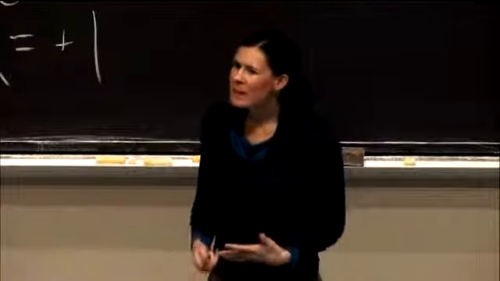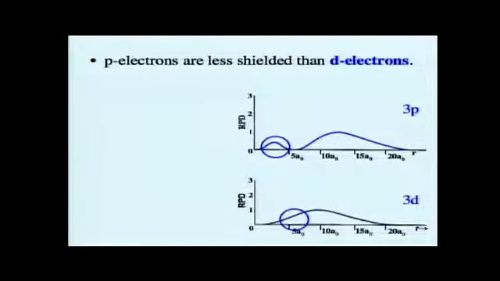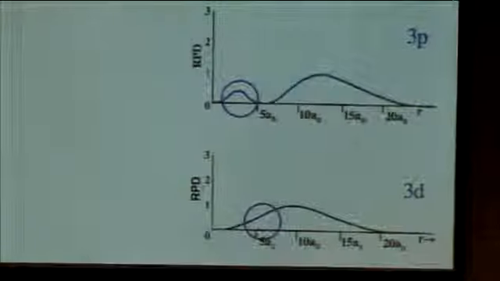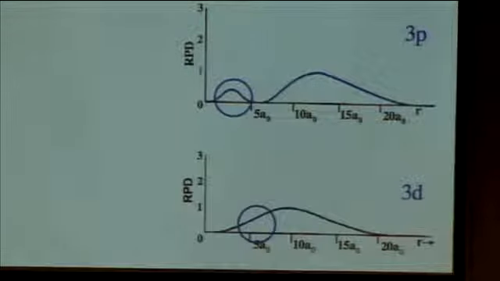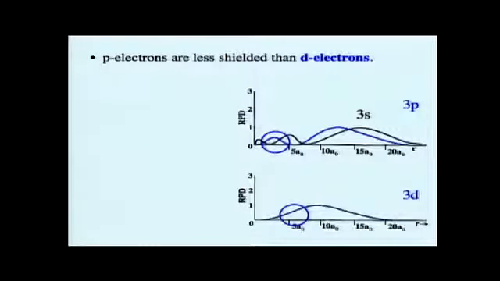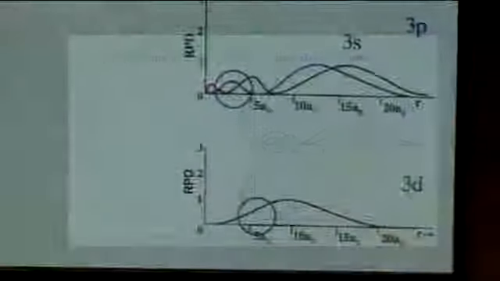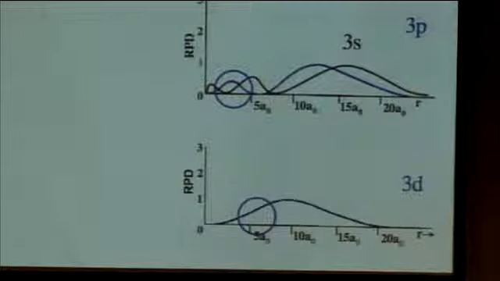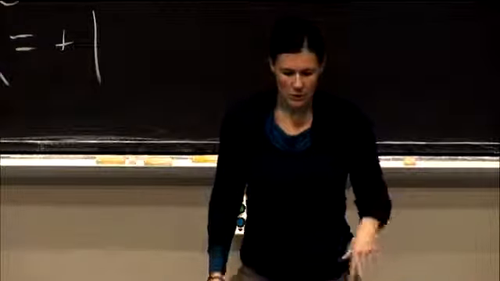We can see the same thing when we compare p and d orbitals. I've drawn the 3p and the 3d orbital here, and again what you can see is that the p electrons are able to penetrate closer to the nucleus, because there's this bit of probability density that's significantly closer to the nucleus than it is for the 3d orbital. And if we superimpose the 3s on top of the 3p, you can see that the 3s actually has some probability density that gets even closer to the nucleus than the 3p did. So that's where that trend comes from, where the s orbital is lower than the p orbital, which is lower than the d orbital.